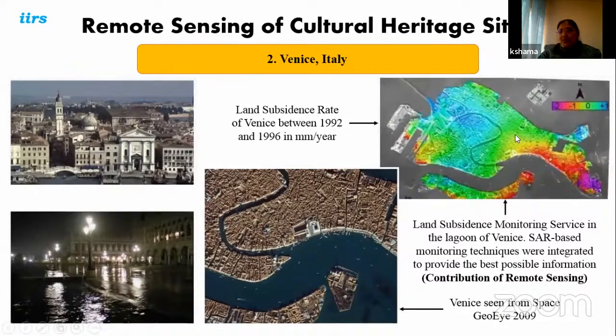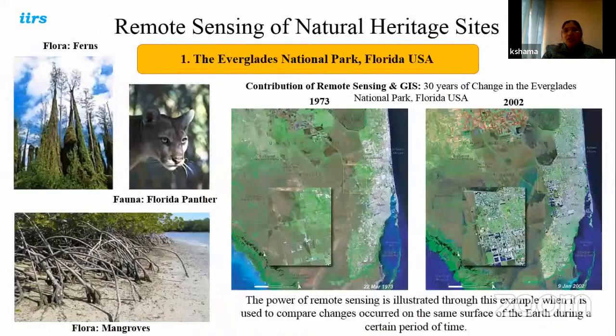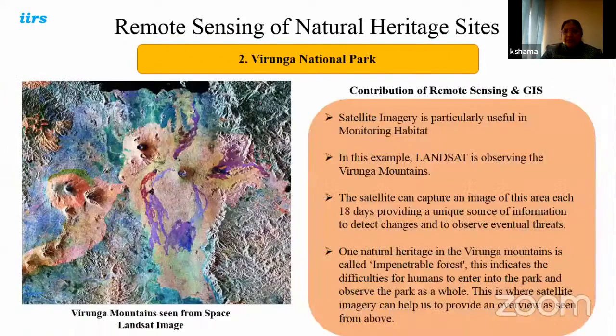Similarly, here you can see that they have prepared the land subsidence rate, showing how the change in topography is taking place in Venice. So this can be utilized similarly for natural heritage sites. You can see the temporal analysis, like 1973 to 2002, of how this area has developed over a period of time, and how much urban development has come. Now you can see the changes, and you can take precautions or measures for protection and prevention.